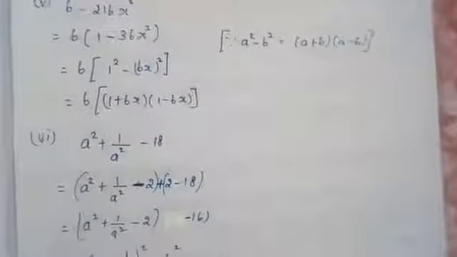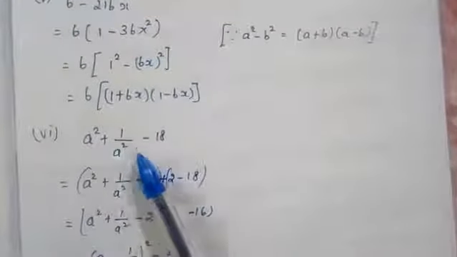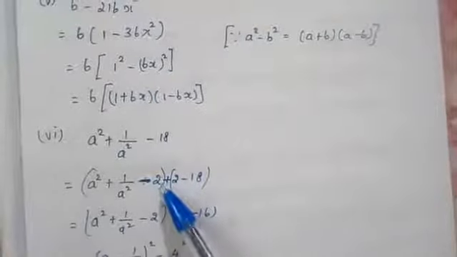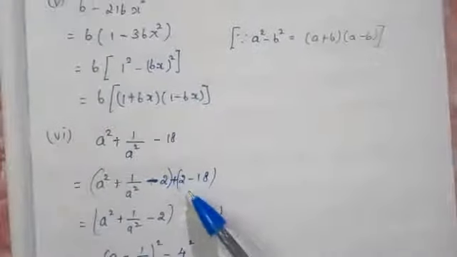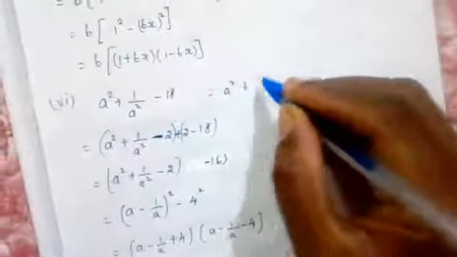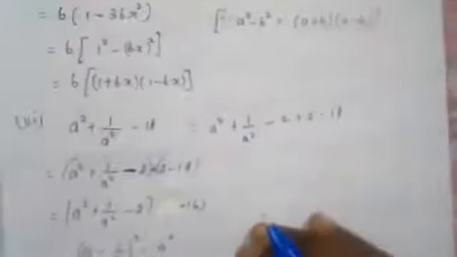The sixth problem is the same as the fourth problem, that is a square plus 1 by a square minus 18. Here also you have to add and subtract 2. So that is a square plus 1 by a square minus 2 plus 2 minus 18. Because it relates to the identity form, you have to write it like this.